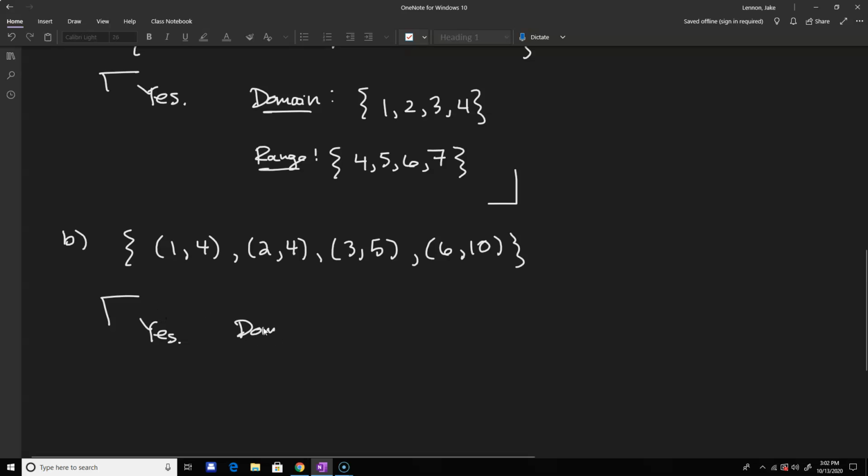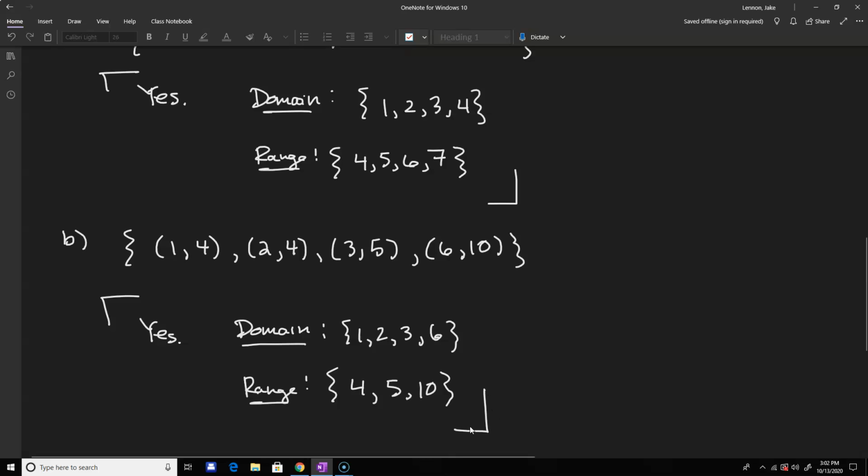So what is our domain here? Our domain has 4 values, again, 1, 2, 3, and 6. Our range only has three values this time because 4 is shared by both 1 and 2. And then we have 5 and 10. Again, when we're listing things with sets, we don't need to list duplicates multiple times. We just list them once.